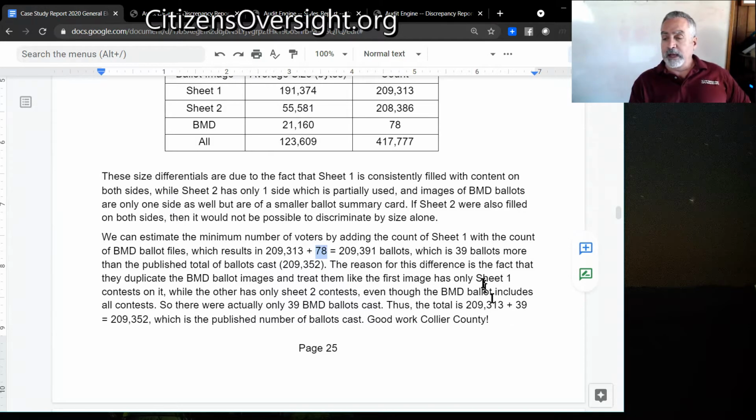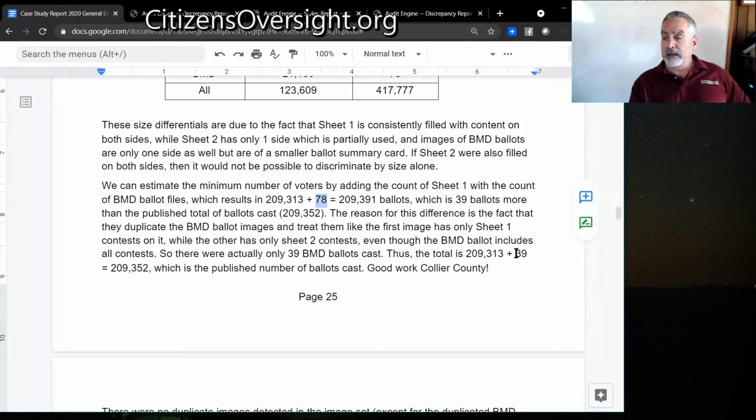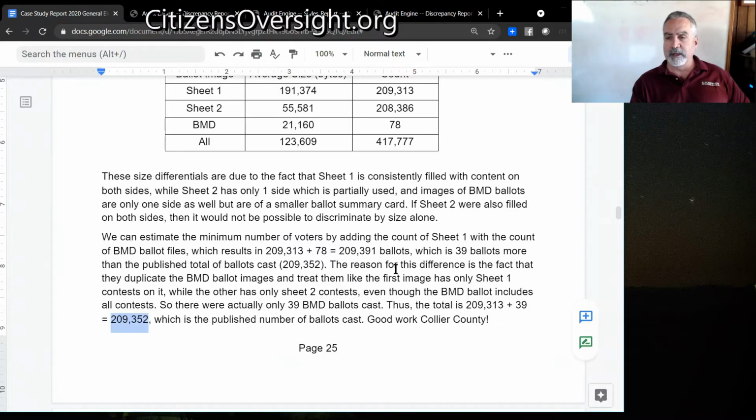When we figured that out, we realized that there were only 39 ballot images. We add the total of sheet 1s to that, and we get exactly the number of published ballots cast. So good work, Collier County. Everything came out clean with regard to the number of ballots. So this is step 1, just to do this inventory and figure out how many ballots we have.